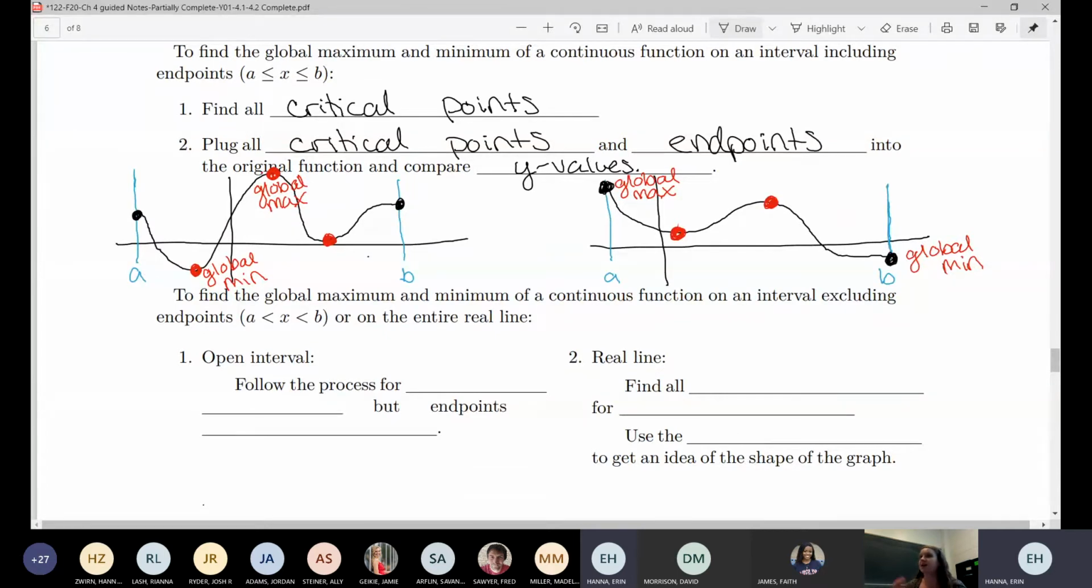You have a closed interval, so you include your endpoints. But we also have a situation where we might not include endpoints, and then another situation where we're working over the real line, or also possibly half of the real line, but I'll get to that in a second.